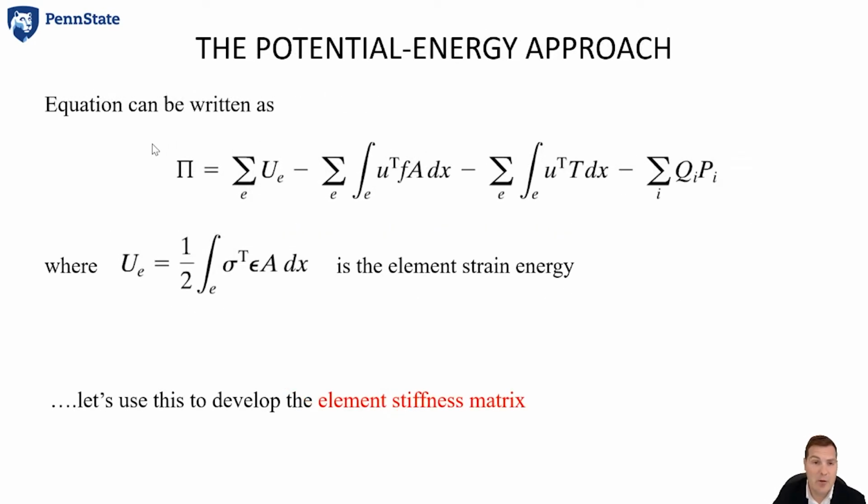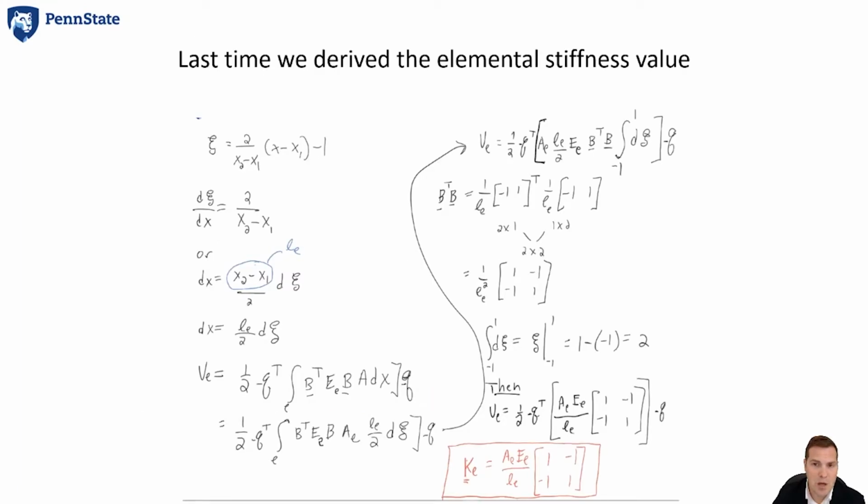We simplified that equation once more by moving this integral into something called U of E, and then this strain energy is summed up over all the elements. U of E is just that integral over the element, and this is called the element strain energy. And we use that to develop the elemental stiffness matrix, a major step in our learning this semester. Here's just a little snapshot of it, just real quickly.